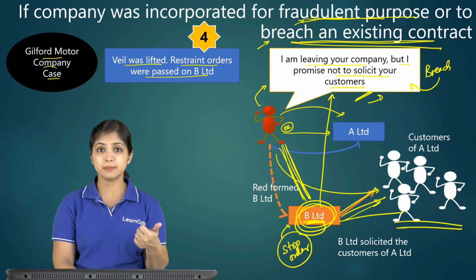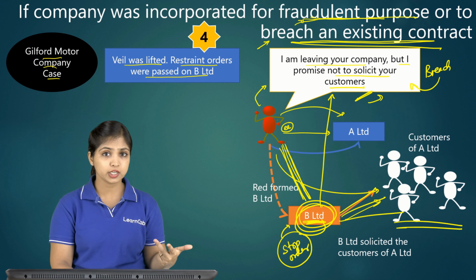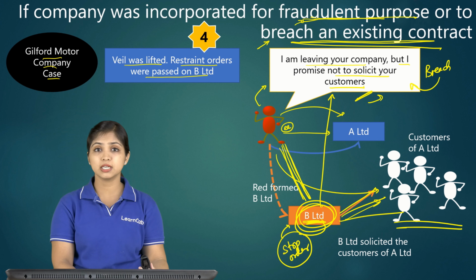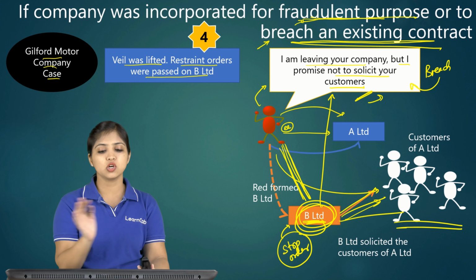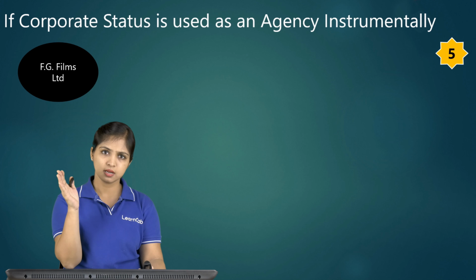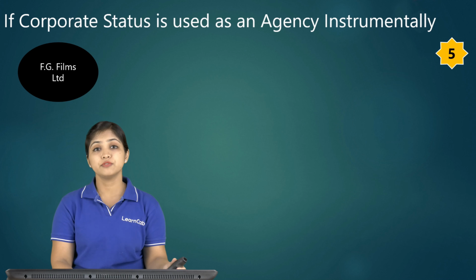We've learnt to protect public policy, then we learnt to check avoidance of taxes, to check avoidance of welfare legislations, and now we learnt that if the whole objective is fraudulent purpose, or the whole reason why it is formed is to breach an existing contract, we will lift the corporate veil, and treat the shareholder and the company as one and the same.